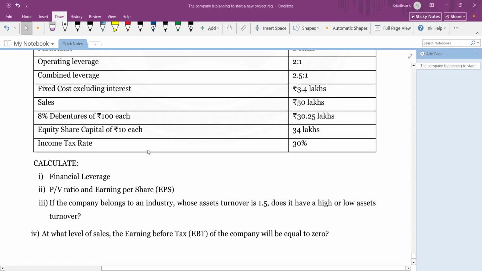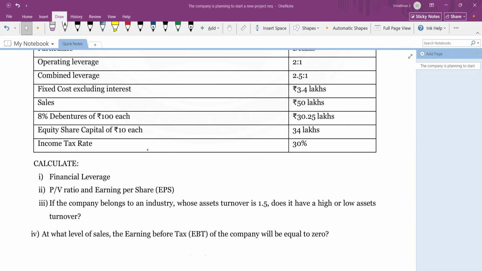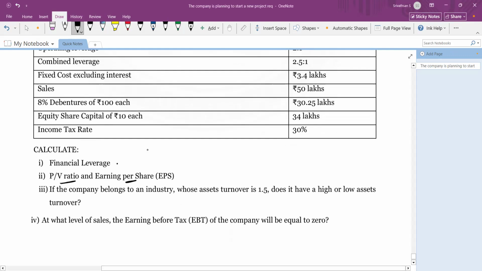The requirement of the question is to calculate degree of financial leverage. They are also asking us to calculate PV ratio, which is nothing but the contribution to sales ratio. And we are also supposed to calculate the earnings per share of the company. Third requirement is if the company belongs to an industry whose asset turnover ratio is 1.5 times, does it have a high or low asset turnover? And at what levels of sales EBT of the company will be equal to 0. So these are the four requirements of the question.